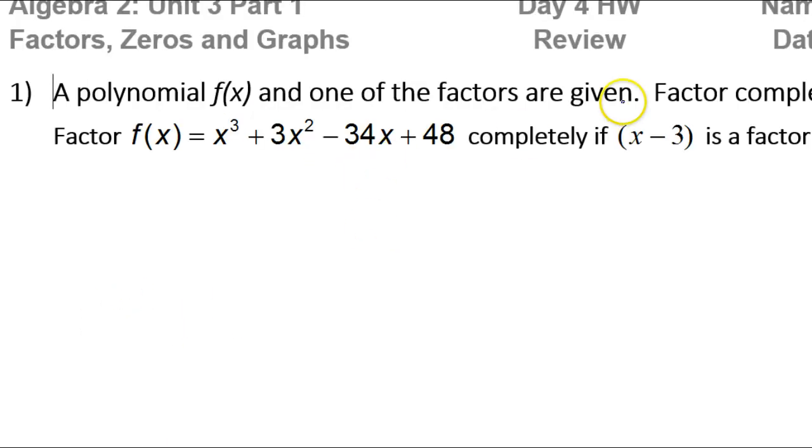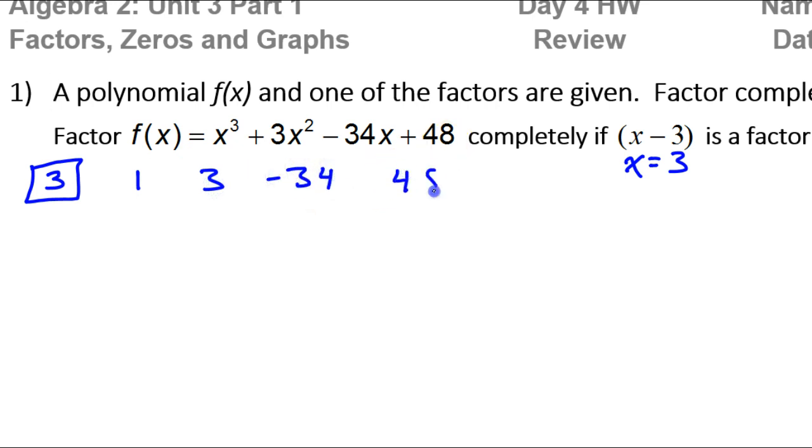Let's start off with synthetic division. Since x minus 3 is a factor, and setting that equal to 0, we find that x equals 3 is a 0. Then when we do our synthetic division, we're going to start off with 3 in the box. The coefficients are 1, 3, negative 34, and 48.